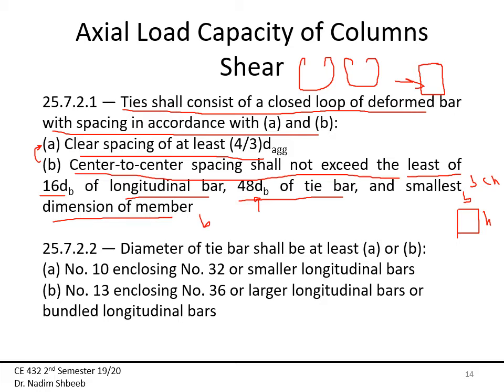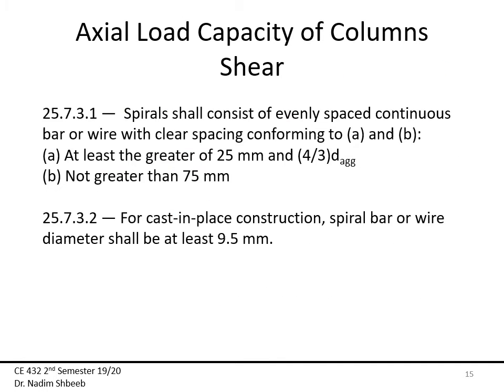Another provision for my ties says that regarding the diameter of the tie bar, I cannot use phi 8 in columns. I can only use phi 10, especially if they are enclosing phi 32 or smaller. If they are phi 36 and larger, I cannot use less than phi 13. We don't have phi 13 in Jordan, so obviously we must use phi 14 instead. Okay, so these are for the ties.